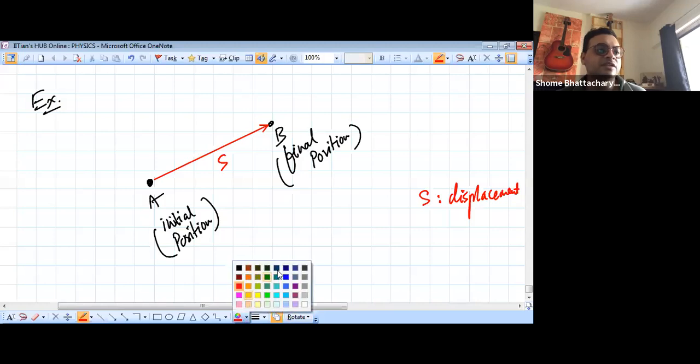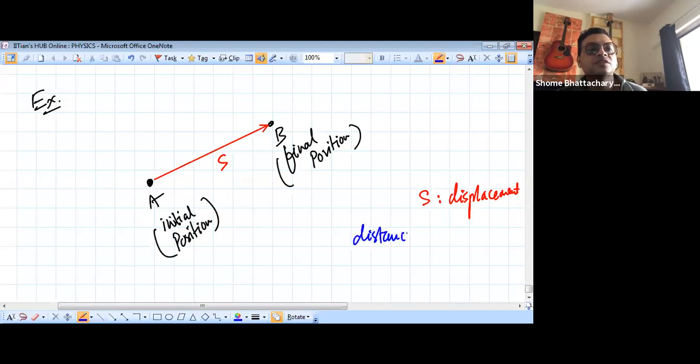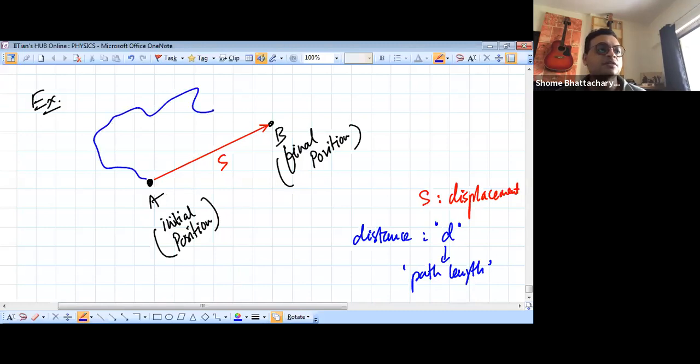Now, distance is a bit different. Distance cannot be determined by just looking at initial position and final position. The distance traveled, which let's say I'm using the symbol D for, it is basically what? It is the path length. It is not the shortest path, or it's not the straight line joining initial and final. It is the actual path traveled by the particle or the body. So if the particle or body is actually going along this path, okay, and it goes from here to here, and it finally reaches here, then that is called the distance traveled.